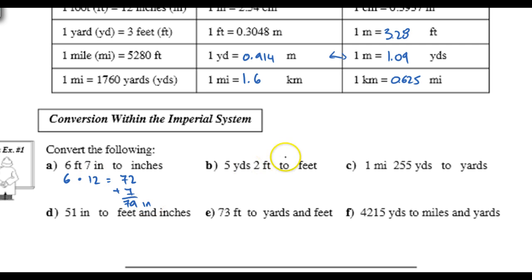If I do 5 yards and 2 feet, I want to get it to feet. Well, there's 3 feet in a yard, so it's going to be 15 feet here, plus the 2 equals 17 feet.